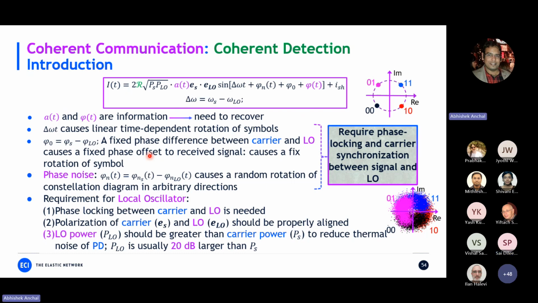There is something called a polarization diversity receiver, which I'm going to discuss next. And this is one thing. And the second thing, you will see later on how we do the phase locking. Both of them you will see in the next few slides. Sure, okay, thank you.